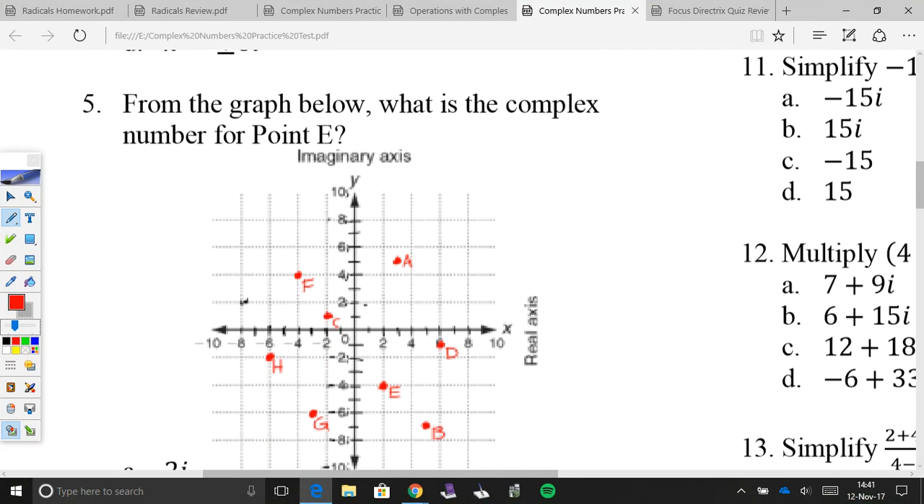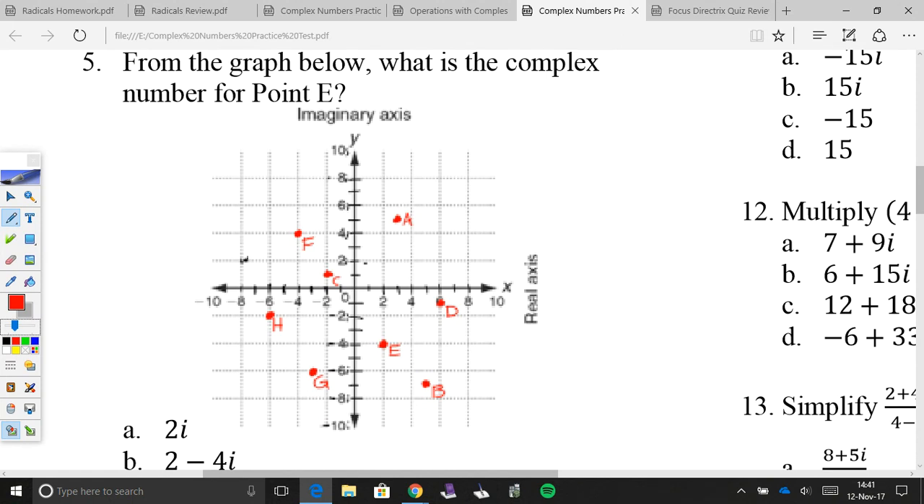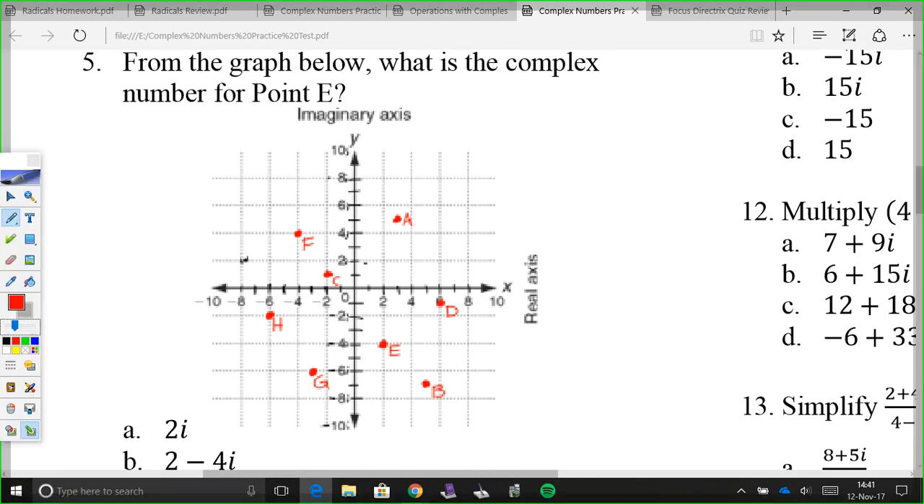Number 5. I'm looking for point E. What is a complex number for point E? So point E, let me use blue here since these are already kind of red points. Point E is down here.